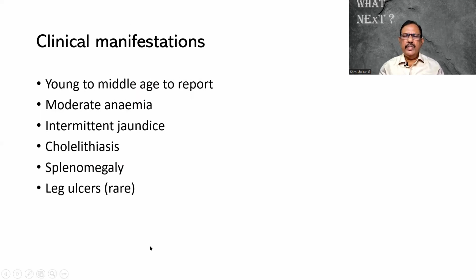What are the clinical manifestations? The patients surprisingly are young to middle age. Though it is a congenital disease, it does not manifest in the younger ages. Later on, the patient develops a moderate anemia, intermittent jaundice, cholelithiasis, a stabbing pain can be there in the right hypochondrium, splenomegaly. Leg ulcers are quite rare, more common in sickle cell anemia.